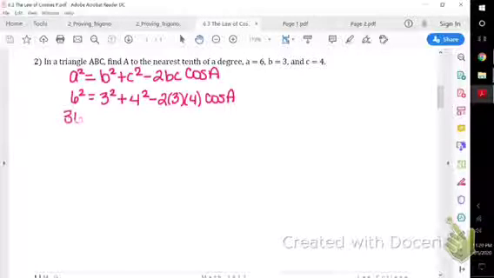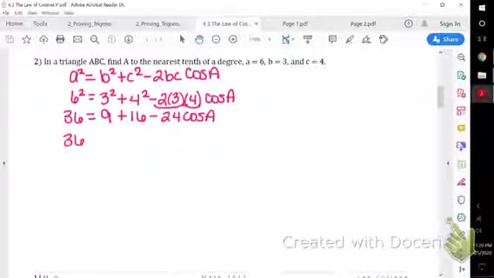Alright, so work this out. So 6 squared is 36, 3 squared is 9, 4 squared is 16, minus 2 times 3 times 4 is 24, cosine of A. Okay, so these first two are being added there, so I got my 36 equals, it's going to be 25 minus 24 cosine of A.